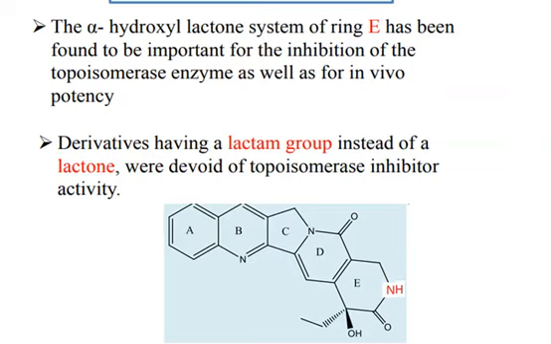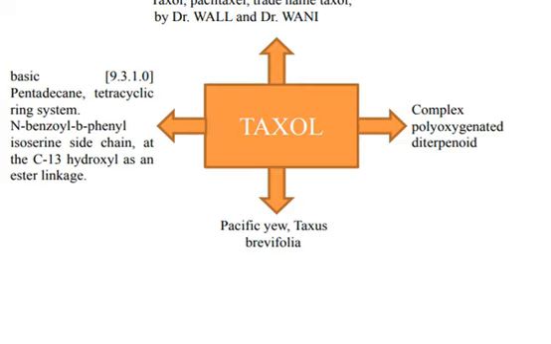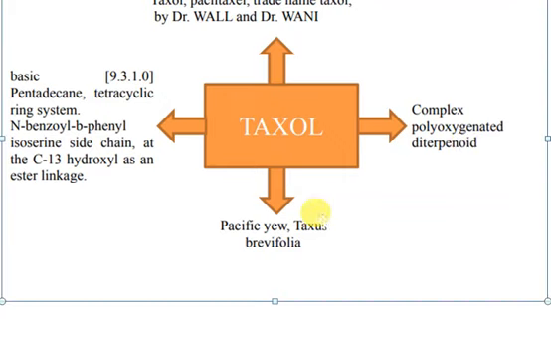So next we have another case study, and that is the case study of Taxol. Taxol was discovered by Dr. Wall and Dr. Wani again. It is also known by the name paclitaxel, and the trade name is Taxol. It's a complex polyoxygenated diterpenoid. You are now studying natural products, so you know what diterpenoids are, right? This is basically a complex oxygenated compound, and it was isolated from a plant named Pacific yew. And since it was discovered in the state of Texas, it is named Taxol, right?